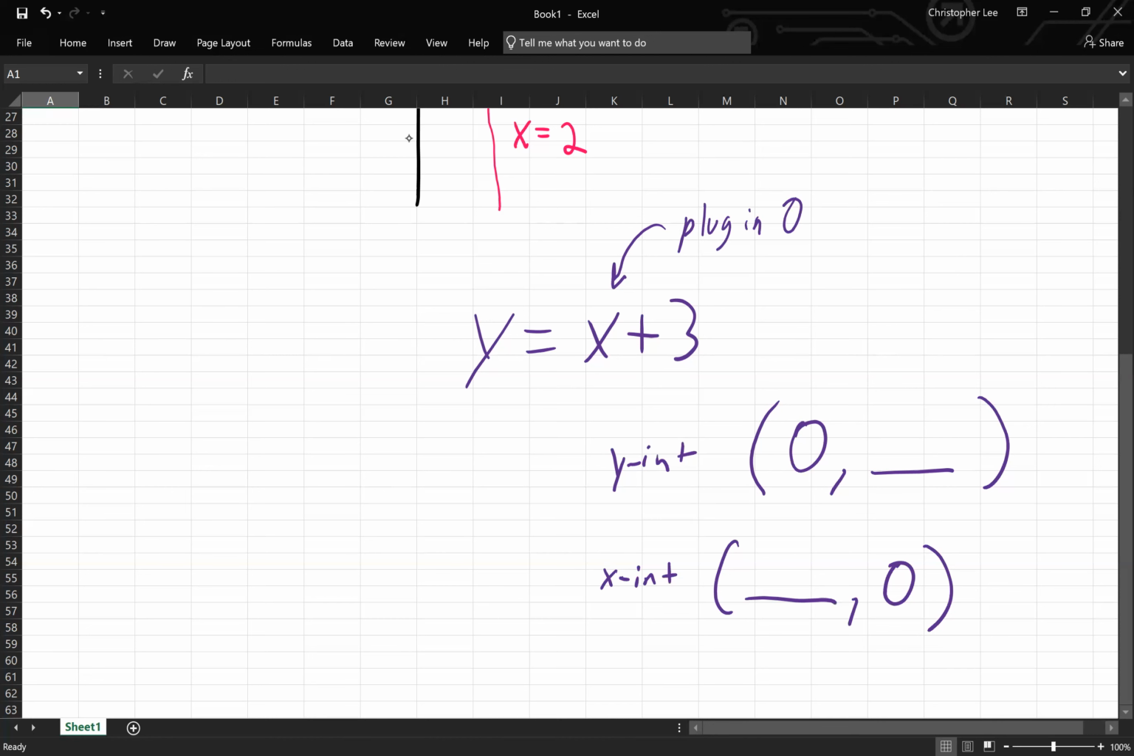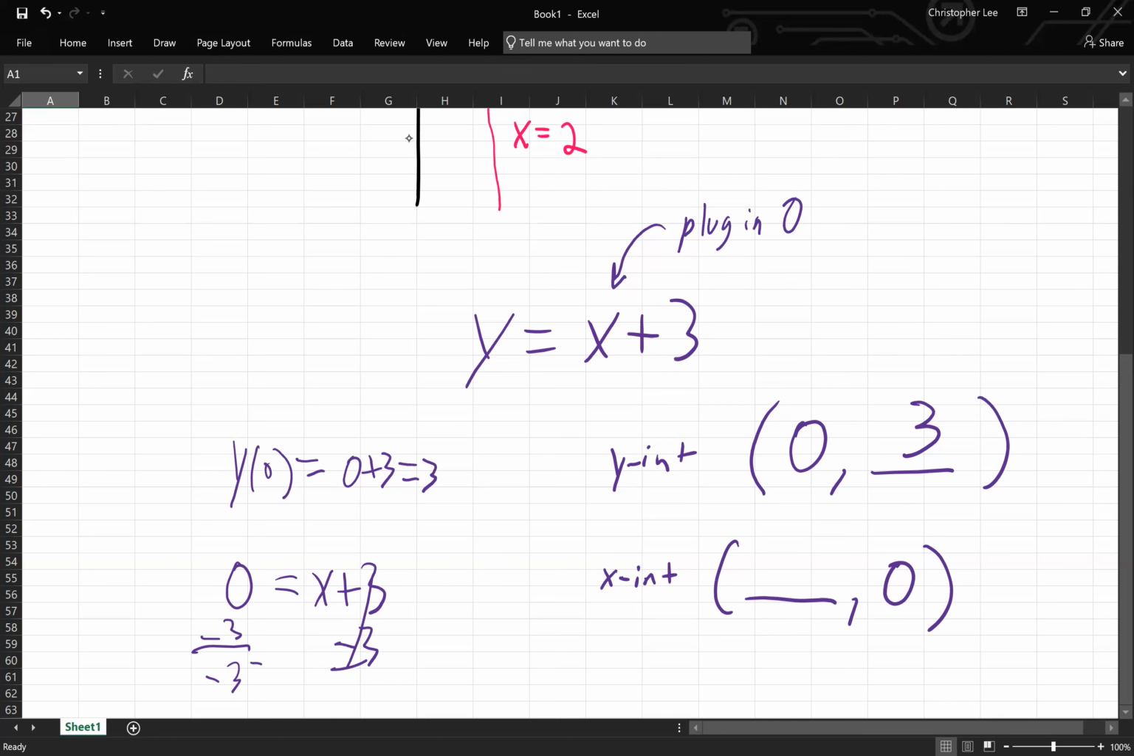That's going to become what? Y of 0 is equal to 0 plus 3. Call that 3. So that would be your y-intercept, (0, 3). For your x-intercept, you're doing the reverse. So I'm gonna plug in 0 for y, just like that. Then just solve for x. Subtract 3, subtract 3. So negative 3 is equal to x. So that's your x-intercept, (negative 3, 0). And that's it. That's how you find them.